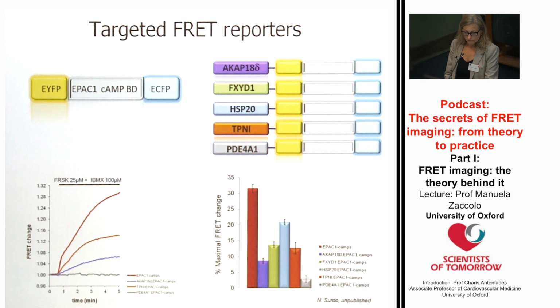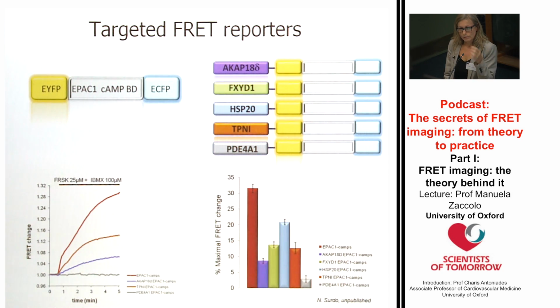This was very disappointing because, and this is something that anyone who works with targeted reporters needs to be aware of, what we found is that fusion of the reporter to different targeting domains very significantly affected the efficiency of FRET. In some cases, fusion with the targeting domain completely killed the ability of the sensor to respond to increases in cyclic AMP.